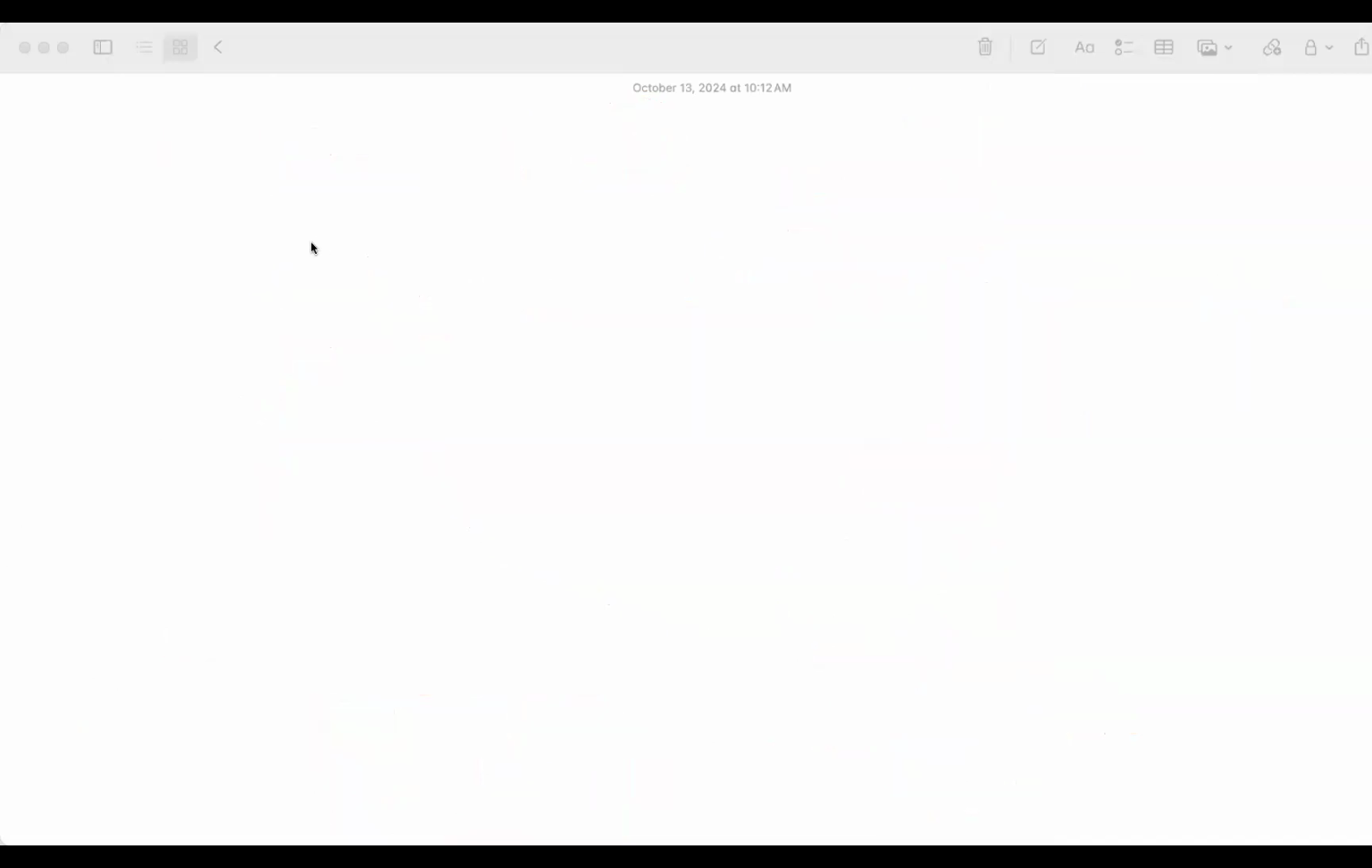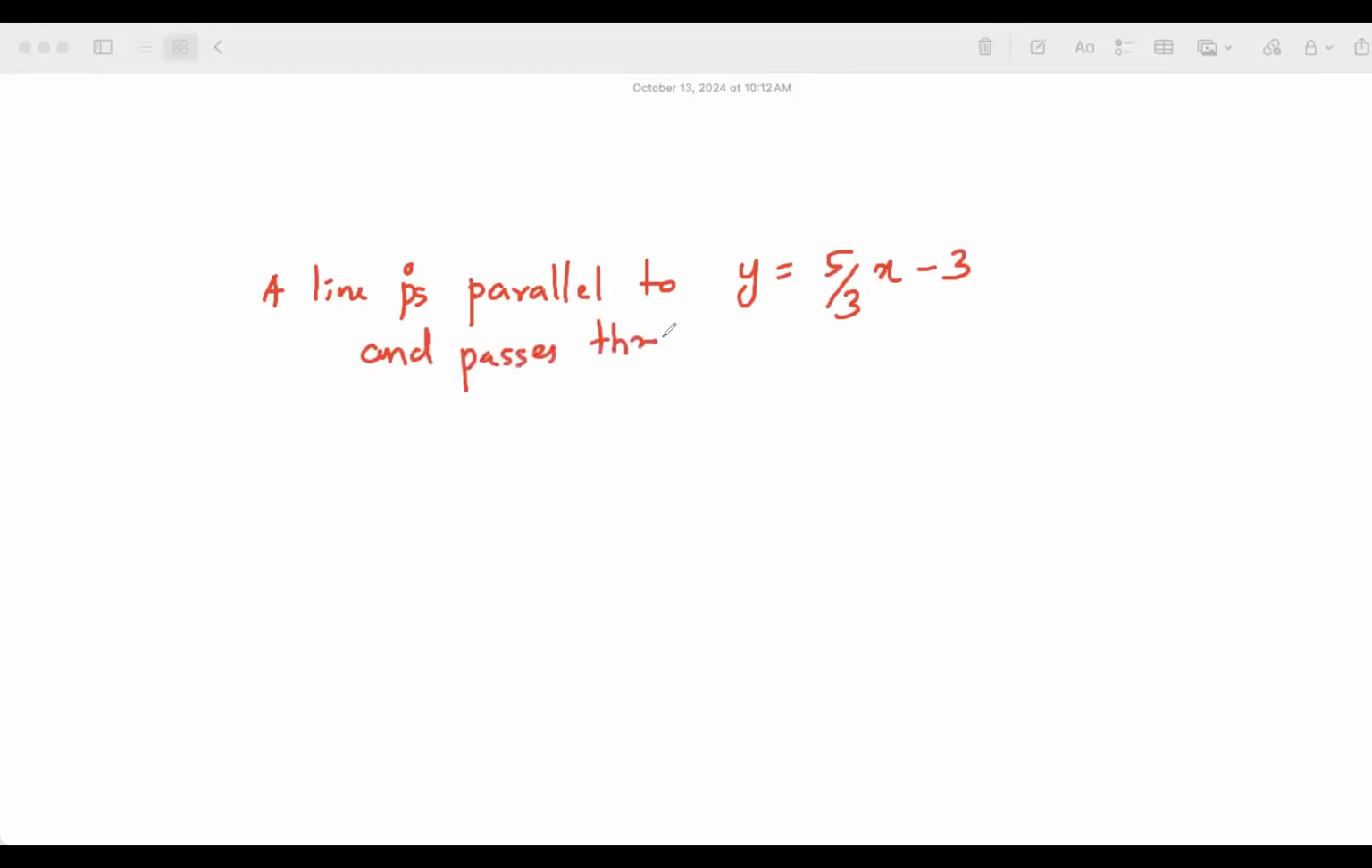Okay. So I'm saying a line is parallel to y equals 5 by 3 x minus 3 and passes through (1, 2). Write the equation of the line. Write the equation of the line in slope intercept form.